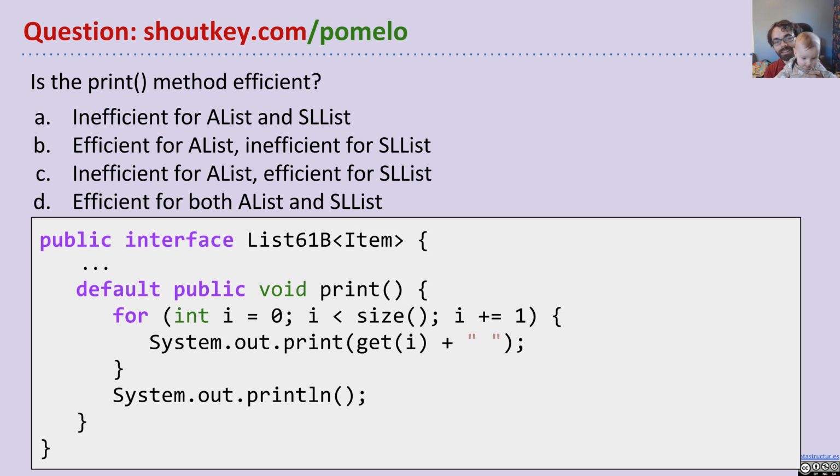Does it work well? Is the runtime for it going to be reasonable? The question is whether or not it's efficient or inefficient for AList and SLList, and I'll leave it to you to think about for the next few seconds. We'll just hang out in the meantime. What do you think?